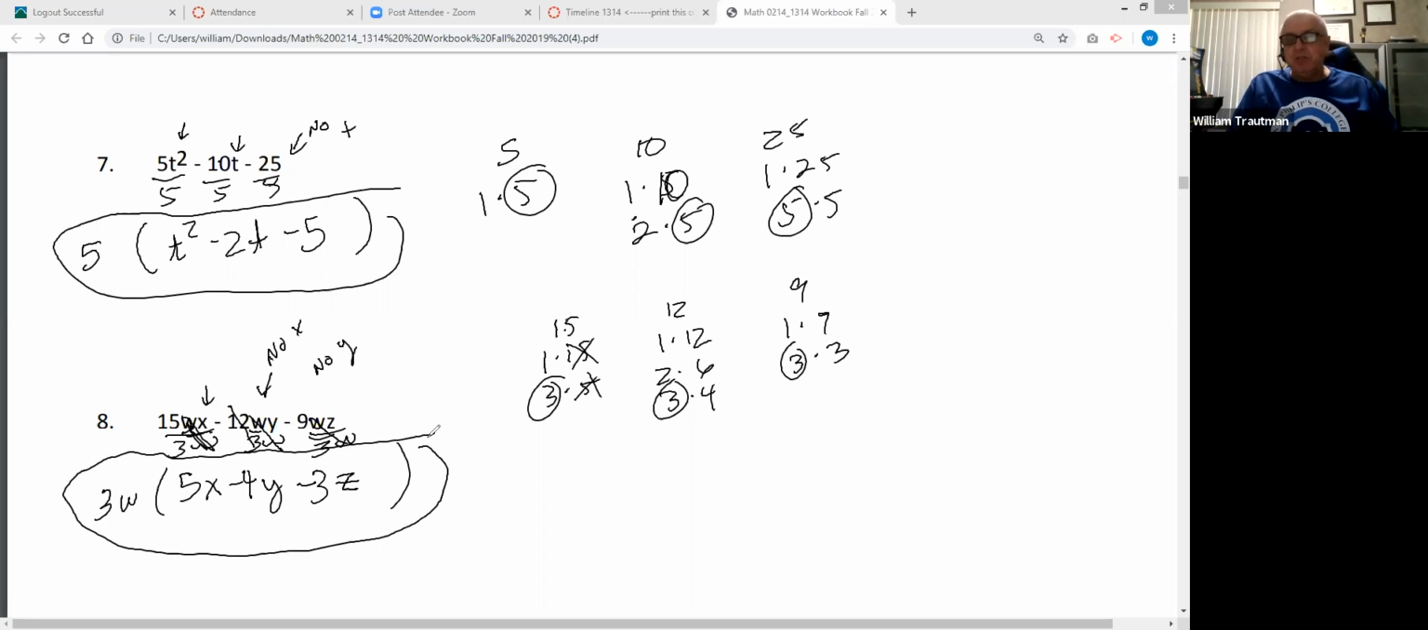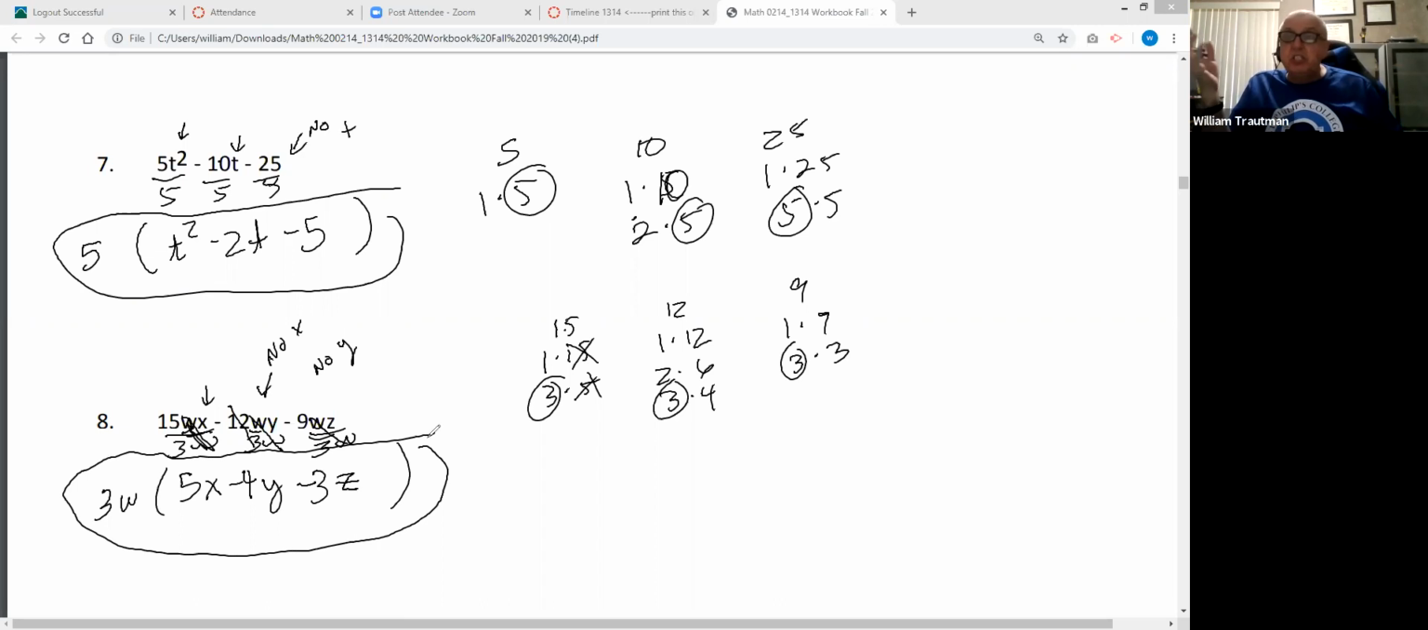Everybody okay with that so far? I mean, there's 2 steps. Step 1, what is the largest number that divides out of each term? Step 2, what is the lowest power X value? And you have to go through all the letters that you see.